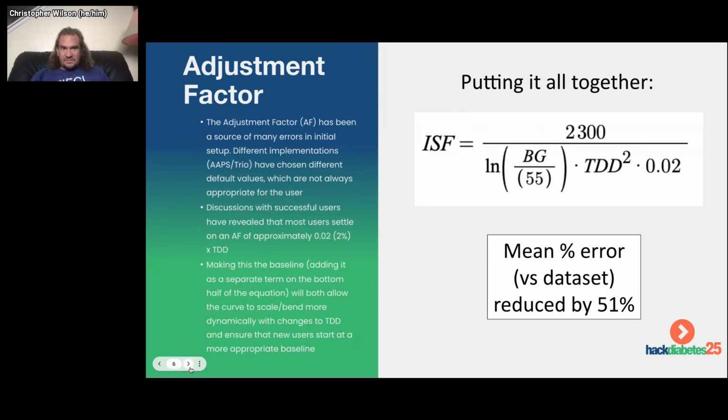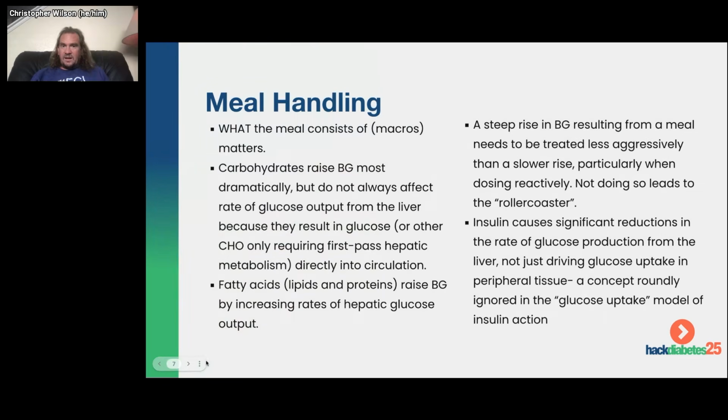Next slide. The other piece of this, and wow, I am going really fast, is meal handling.